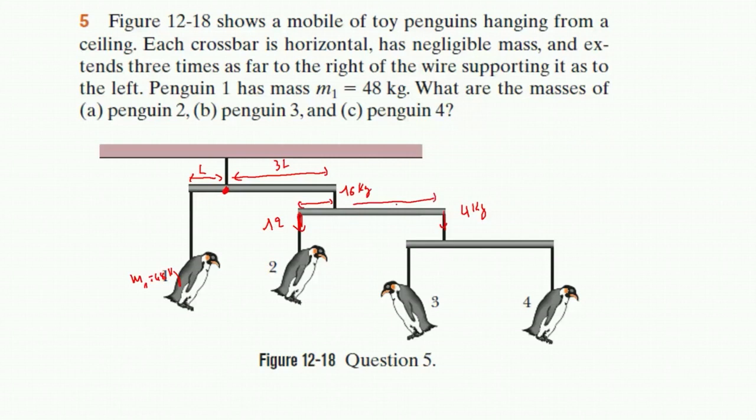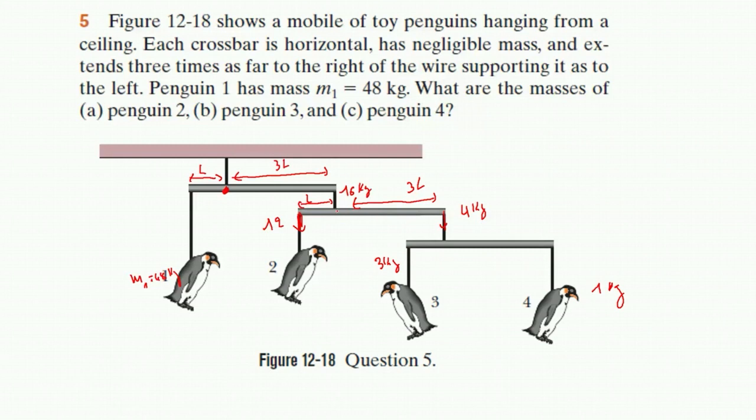Okay. So here if I have L, here I have 3L. So here if I have 12, here I have 12 divided by 3, which is 4. Okay. And of course here, M3 will be 3 kilogram. And here you will have how many? 1 kilogram. Okay. Good.